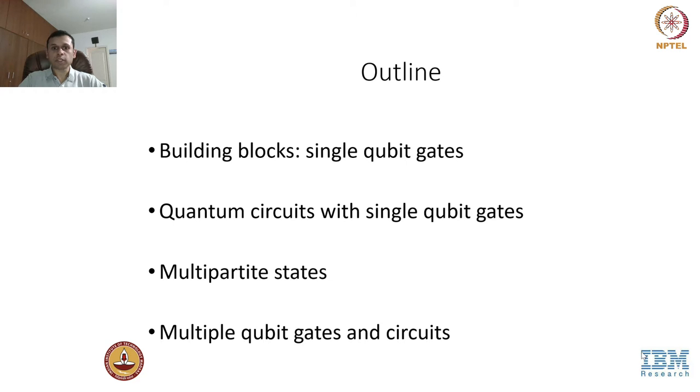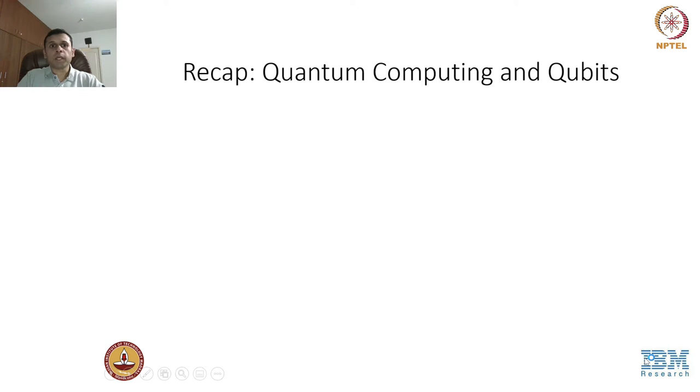We will discuss quantum circuits using single qubit gates. Then we will move on from single qubit gates to multiple qubit gates, or what are called multipartite states. And we will see how to build gates that can operate on multiple qubit states and build more complex circuits using those gates. Before we discuss quantum gates, let's do a quick recap of what you learned earlier this week.